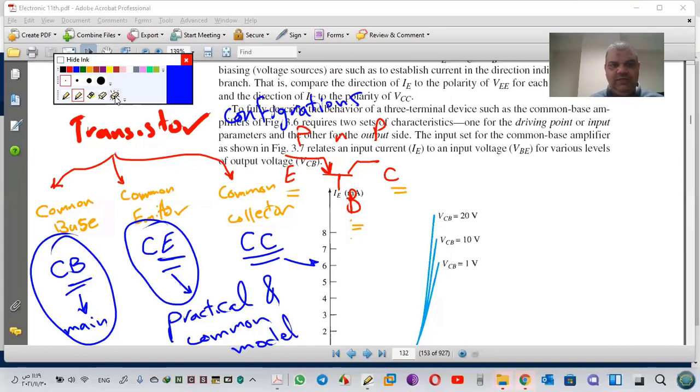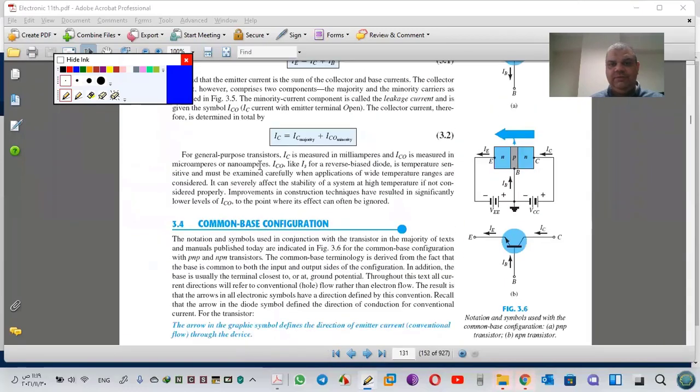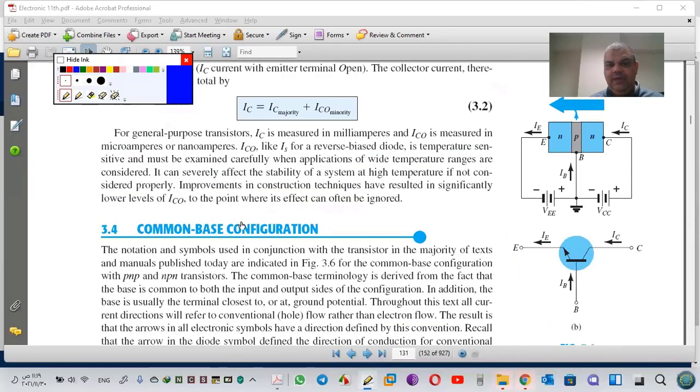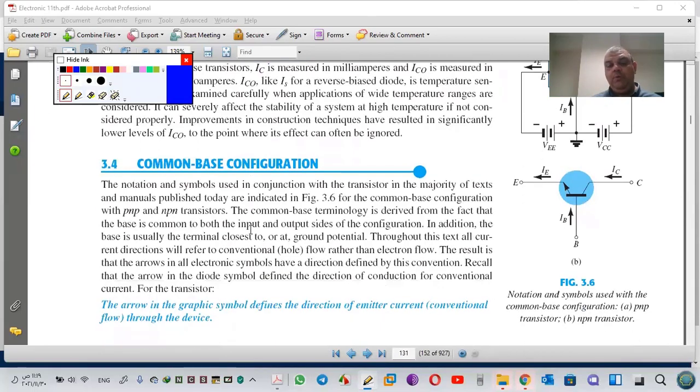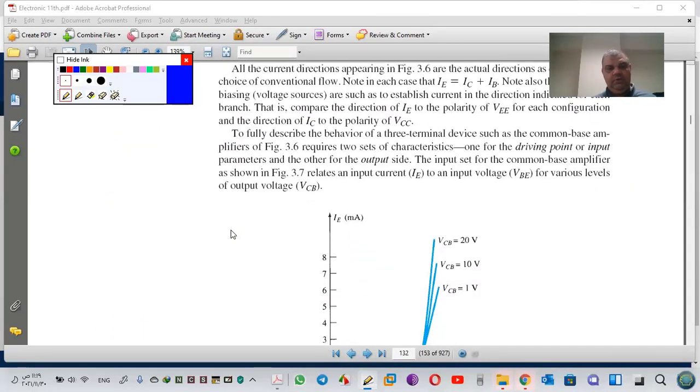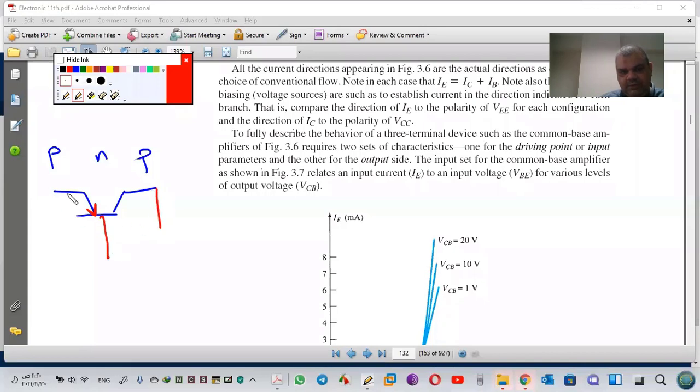So for that reason, see our book. We started from the common base configuration. Common base configuration means, I will draw here, for example, I have a transistor, for example P, N, P, and this is the head of the arrow here. Then see my hand, this is for ground, common base. Then I will connect it to the positive, negative. See, this is positive, negative.